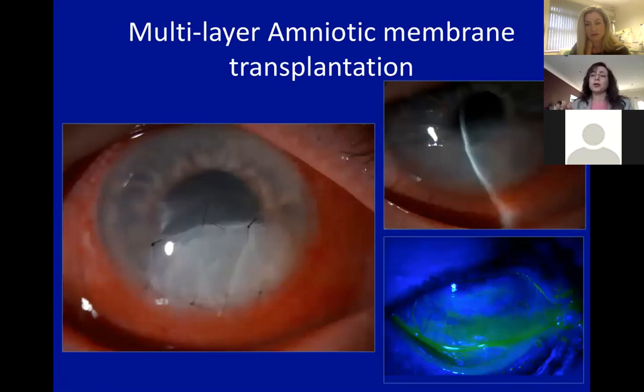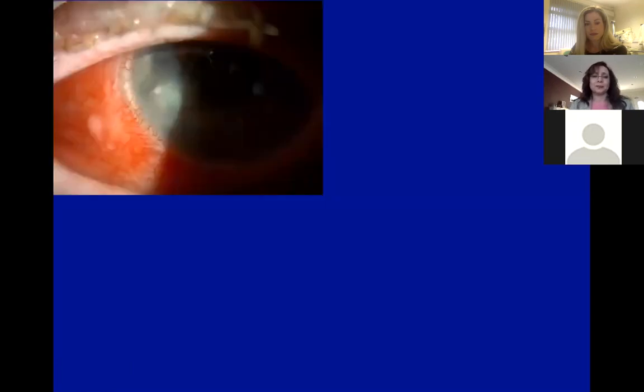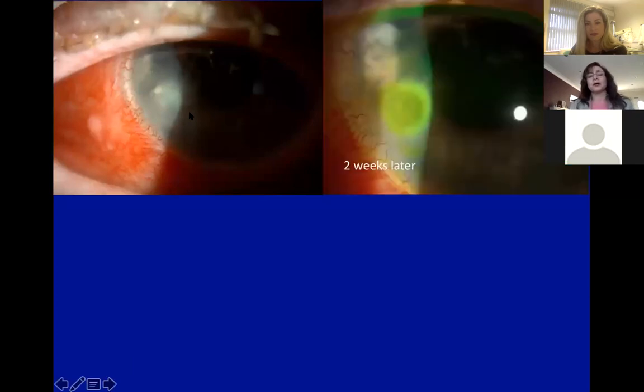So we usually put multiple layers with glue in between, and we suture the top layer. And then you get the tissue to build up, and the epithelium will come. But you don't want to use it when you've got an active infection. This is another example of infection in a patient with rheumatoid arthritis. And eventually the infection settled, but there was a non-healing epithelial defect.